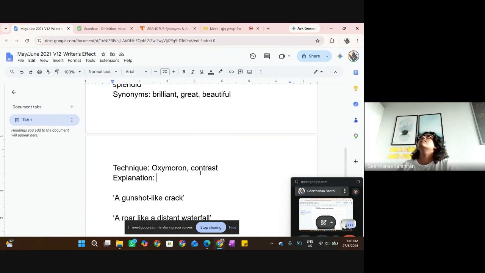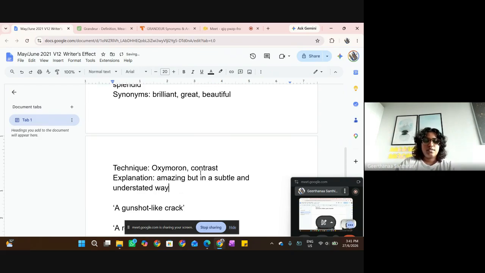It means that it is amazing, but in a low-key way, right? In a subtle and understated way, right? Okay, so let me put that. Amazing, but in a subtle and understated way. Like it's not something that's in your face and like, lights and action. Understated way. Okay, so I've explained it as a whole.